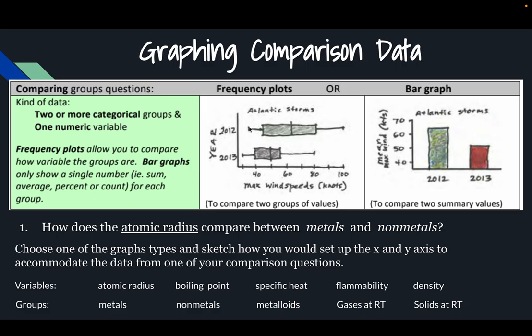Sometimes you don't want to look at all of the data, the whole spread of data, the maximum, the minimum, the median, and the middle 50% of the data. You want to look at just one number that represents each group. So a lot of times that's an average. Sometimes it's a maximum or a minimum, maybe even a range. In this case, I might do an average atomic radius. So I'd put atomic radius here on the y-axis, and then I would do the average atomic radius for metals, the average atomic radius for nonmetals, and then we would be able to compare very clearly and visually on average which group has a larger atomic radius.